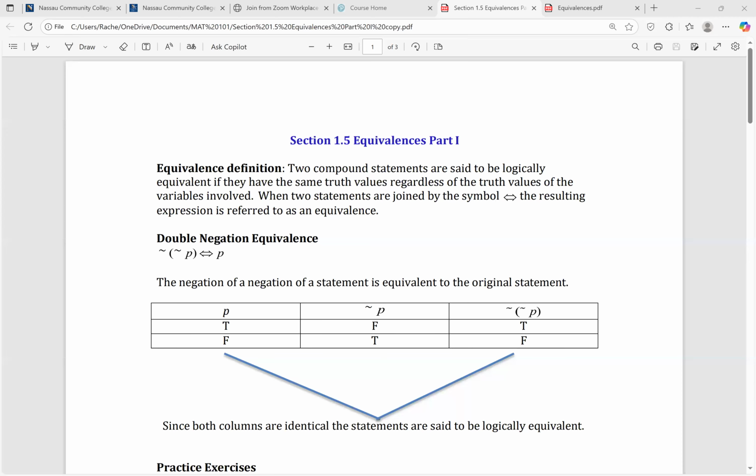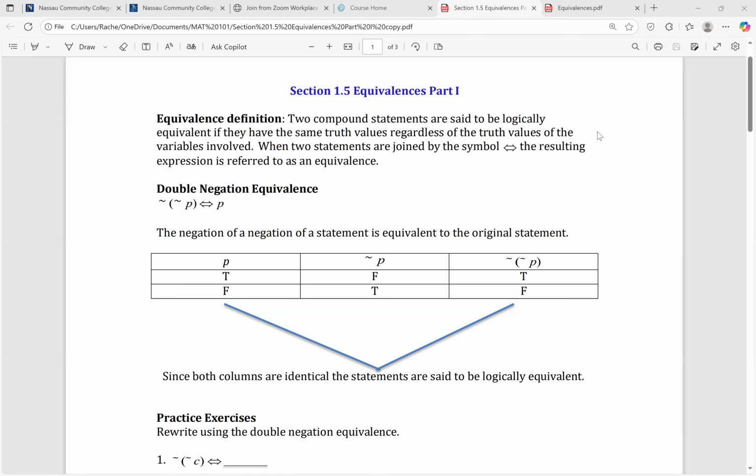In this lecture, we're going to cover section 1.5, which is equivalences, part 1. So what's an equivalence? When we have two compound statements, they are said to be logically equivalent if they have the same truth values, regardless of the truth values of the variables involved. So if two compound statements have the same truth values, regardless of the truth values of the variables involved, they're logically equivalent.